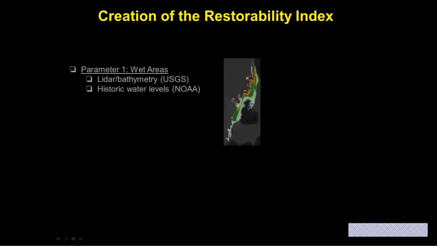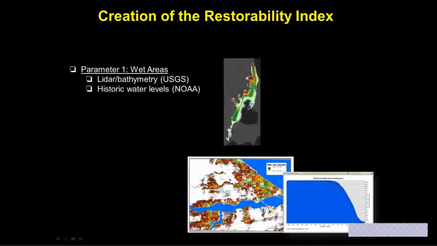So the data that go into this tool heavily drive the output. So let's talk about these inputs. We used 6 parameters and a mask to create our restorability index, and all the data that we used were from publicly available data sets. Parameter 1 identified wet areas using LIDAR data, so these are remotely sensed elevation data, and bathymetric data from USGS, as well as 30 years of lake level data from NOAA.